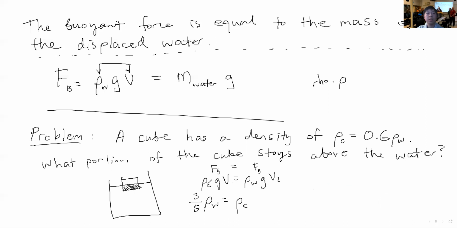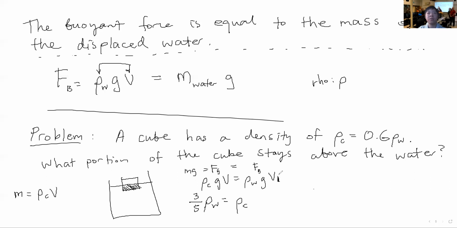Okay, so rho C, G V. Is V2 the displaced water? Yeah. So what Mohammed used here was that the mass is equal to the density times the volume, right? So this is rho C times V, and this is why it's mg, right? But then rho W, which is the density of the water, times V2 is the displaced water.